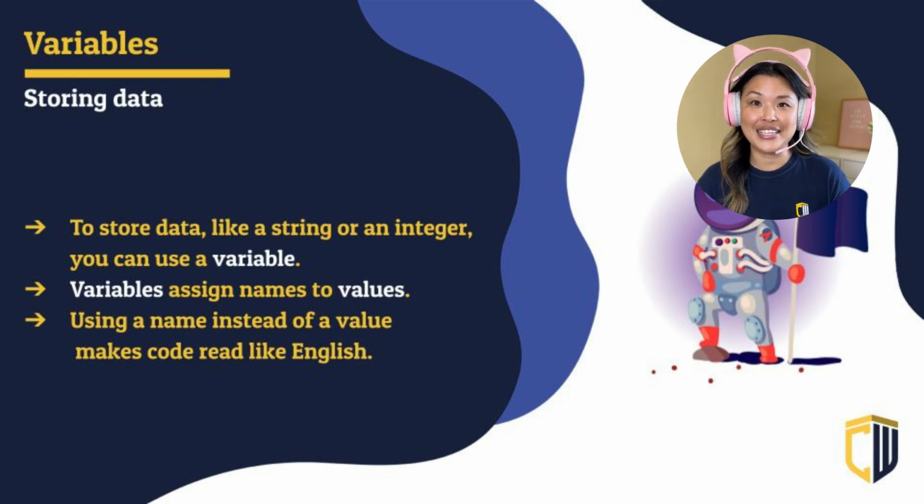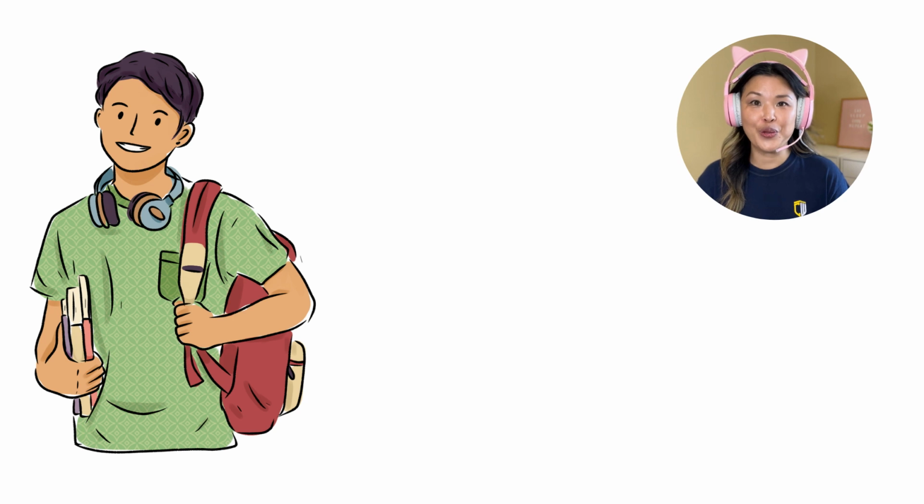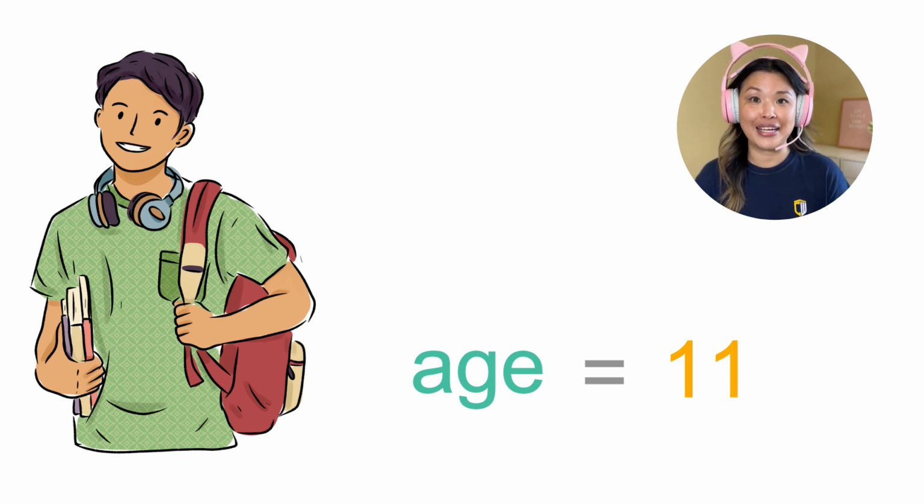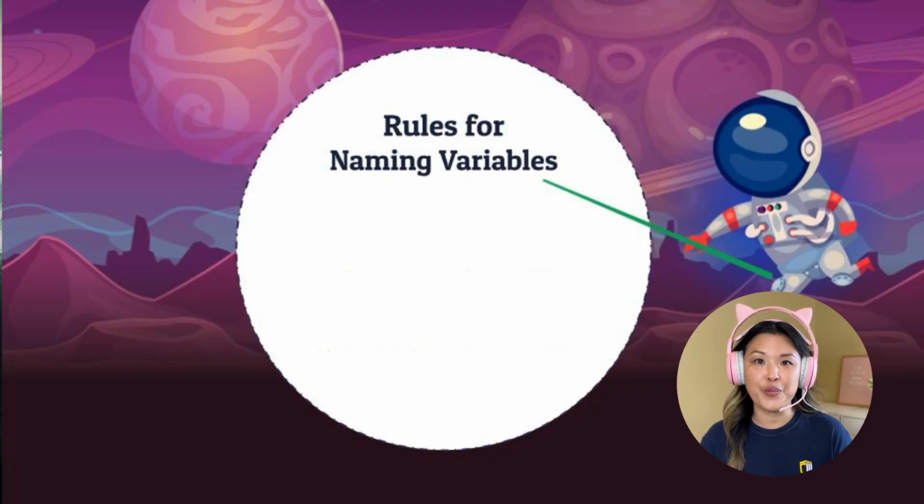Using a name instead of a value makes the code read like English. It also helps us to reuse those values over and over with our variables. In code, we might use a variable like age to represent a number like 11. But as you get older, the variable age stays the same, but the number might increase from 12 to 13 to 14. In Python, when we're creating a variable, we have several rules that we have to follow. So let's take a look at what those are.